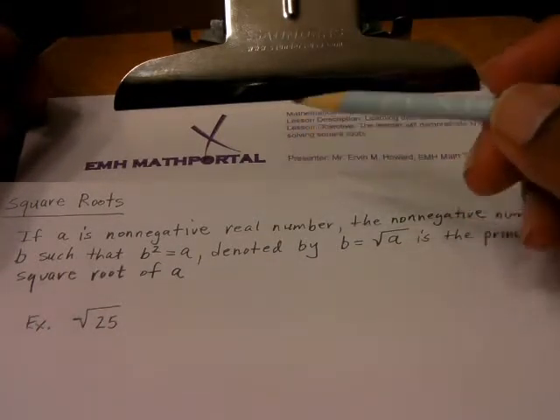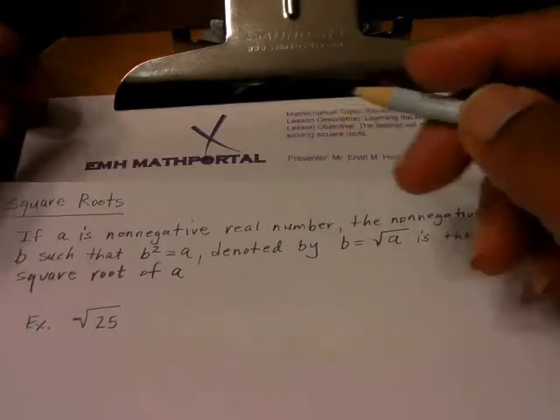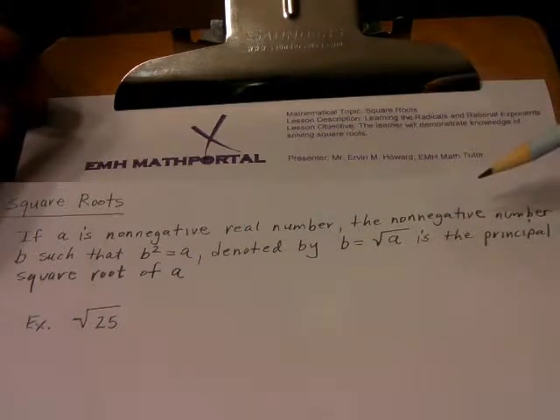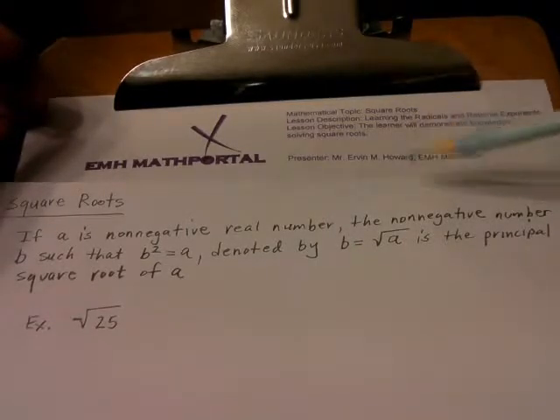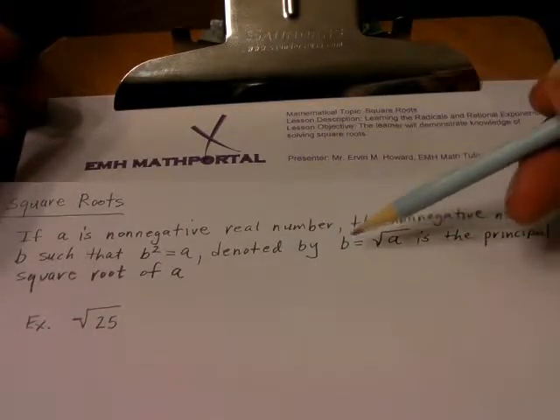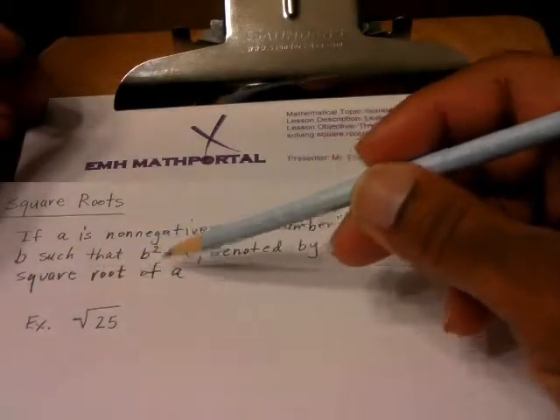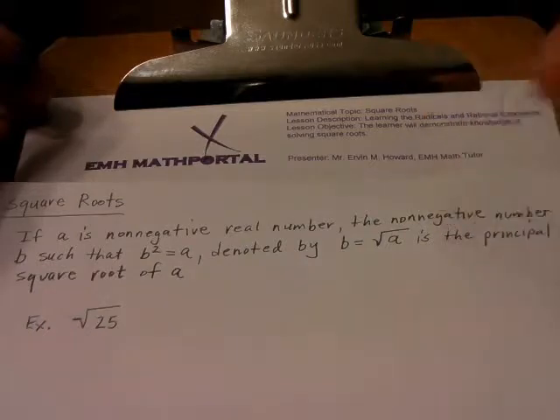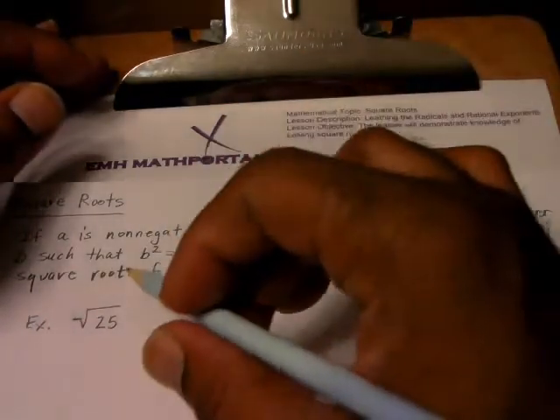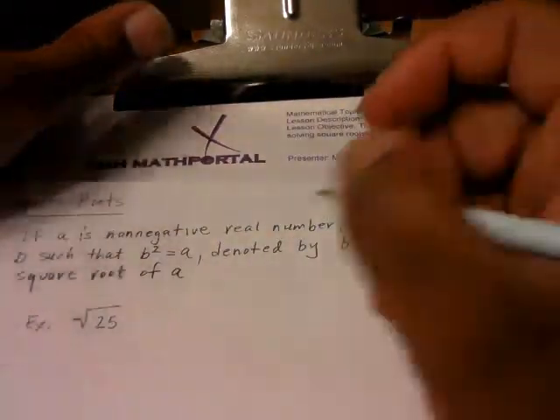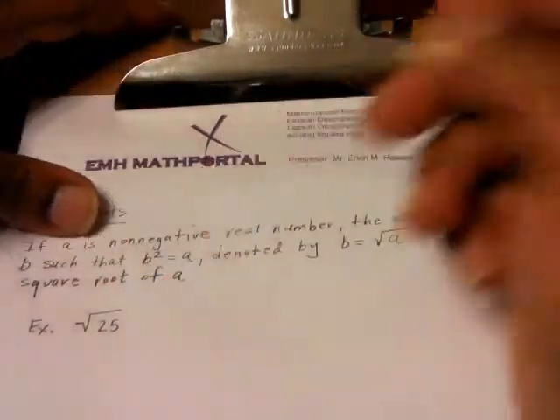Now, a square root is: if a is a non-negative real number, the non-negative number b such that b squared equals a, denoted by b equals the square root of a, is the principal square root of a. All right, let's take a look at what that definition means, and then we'll use this definition to work out several problems.